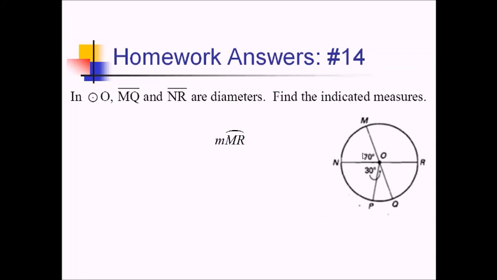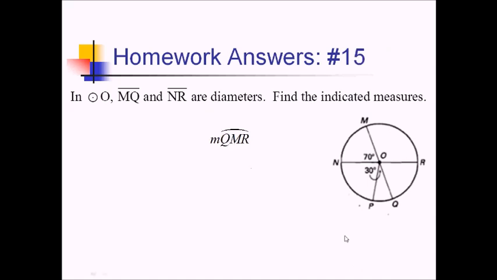For number 14, we want the measure of arc MR. This is a piece of a semicircle. We've already used up 70 degrees of this semicircle in this arc over here, so 180 minus 70 gives us the 110 degrees for that arc.